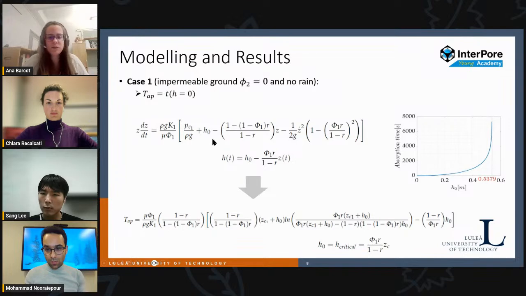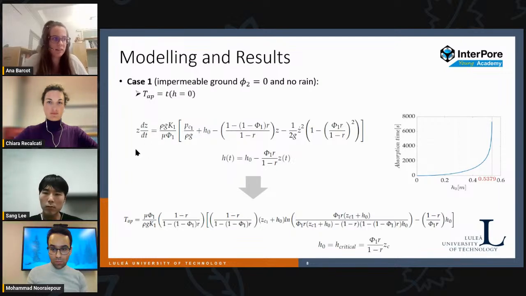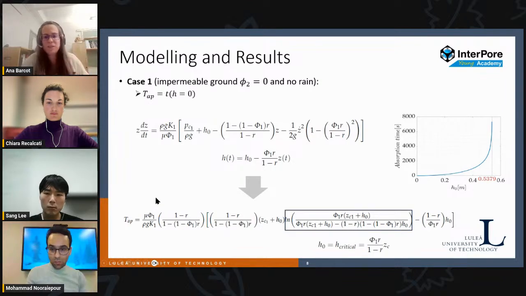Also, I want to emphasize that when we talk about efficiency in this study, we're talking about the absorption time, meaning the time for which the surrounding water or the flood will be completely absorbed by the model. So that means when the H is 0. So case 1, as I said, is the simplest case. We can derive the analytical solution of the absorption time, which you can see here.